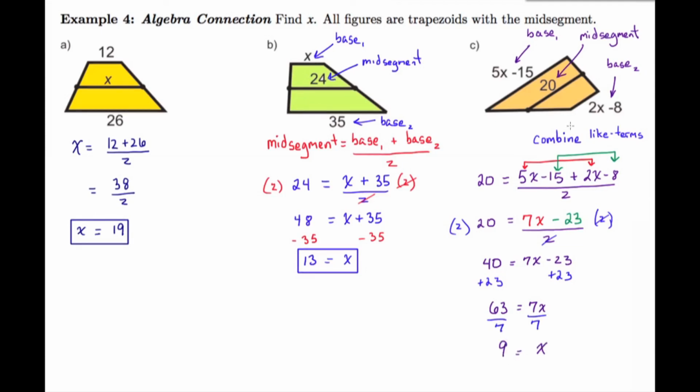Why don't we go ahead and substitute 9 in for x in the problem so we can see if it works. 5 times 9 minus 15 is 30. 2 times 9 minus 8 is 10. And 30 plus 10 is 40, divided by 2 is 20, which is our mid-segment, so it checks.